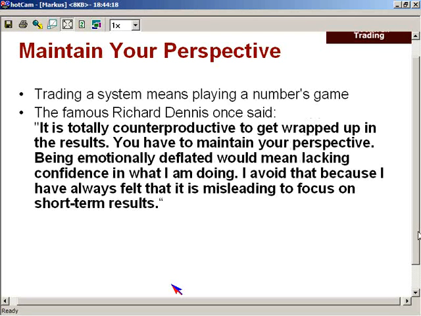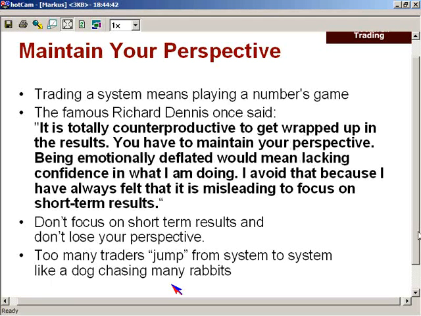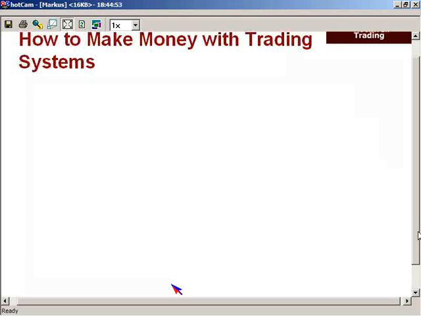Being emotionally deflated because you had a losing day would mean lacking confidence in what I am doing. And I avoid that because I have always felt that it is misleading to focus on short-term results. Maintain your perspective. Don't focus on short-term results. Wait 40 trades before you evaluate a trading strategy, because too many traders jump from one strategy to the next, like a dog chasing many rabbits. And you know how that story ends. Do you? Okay.